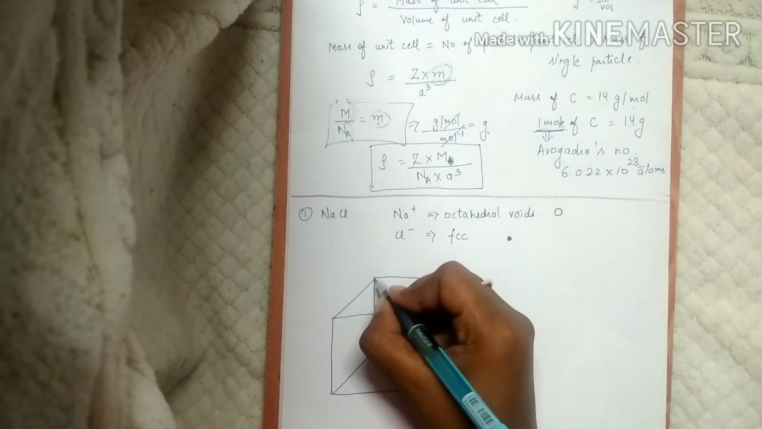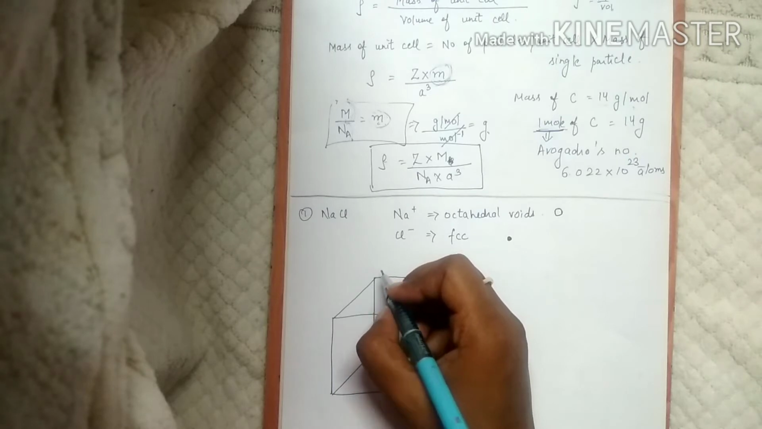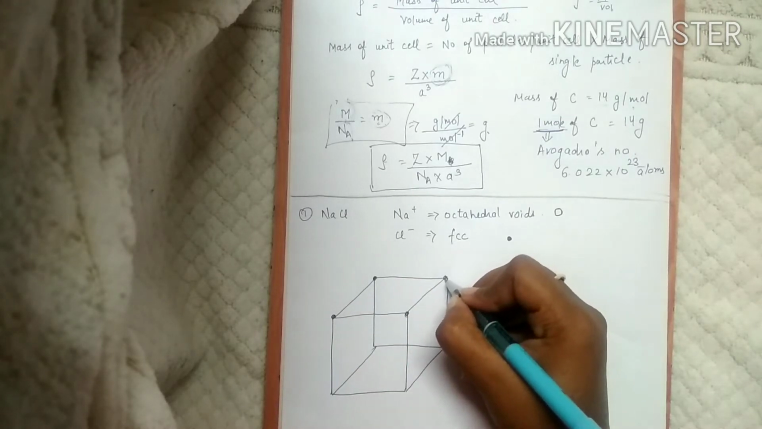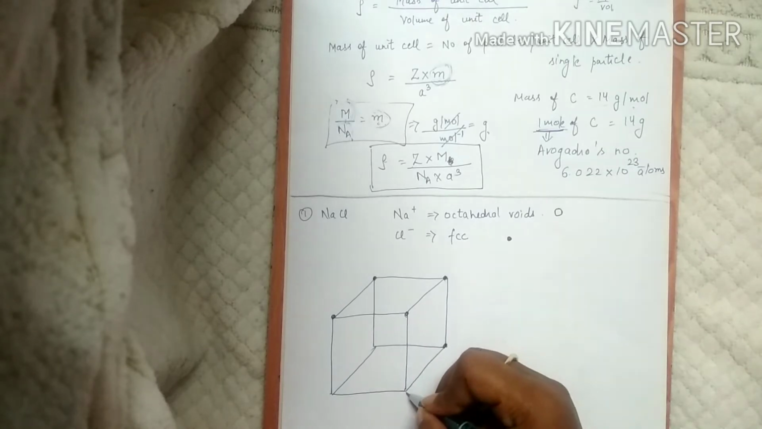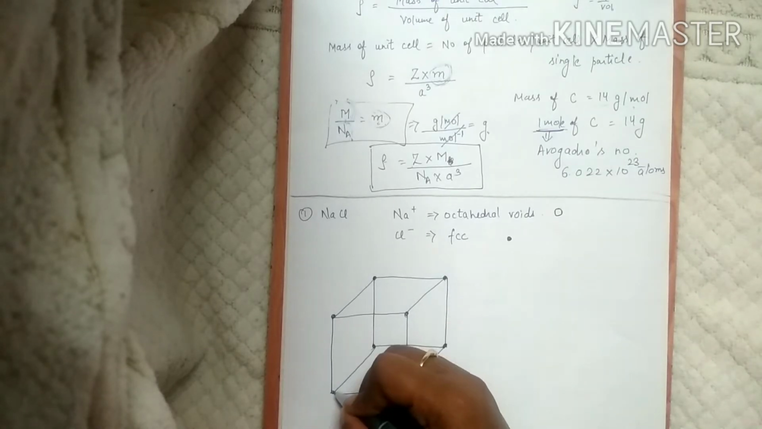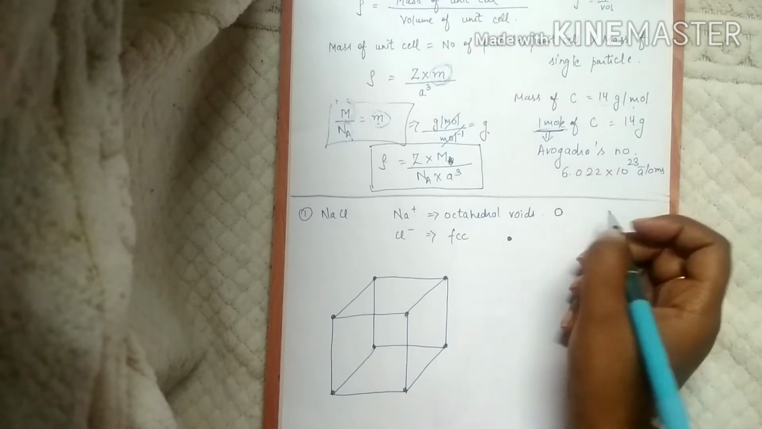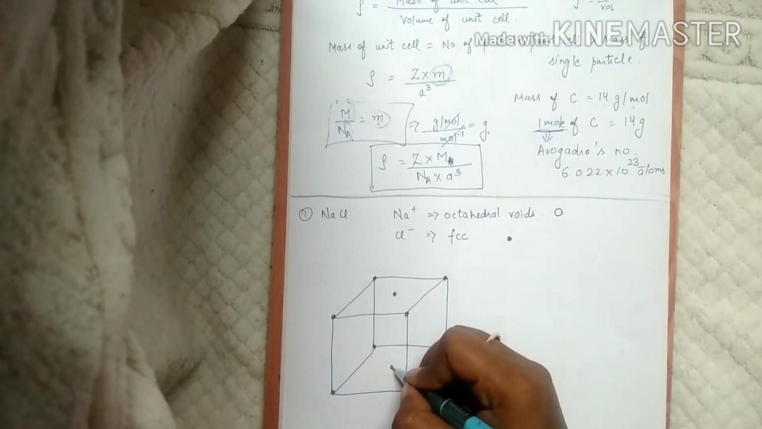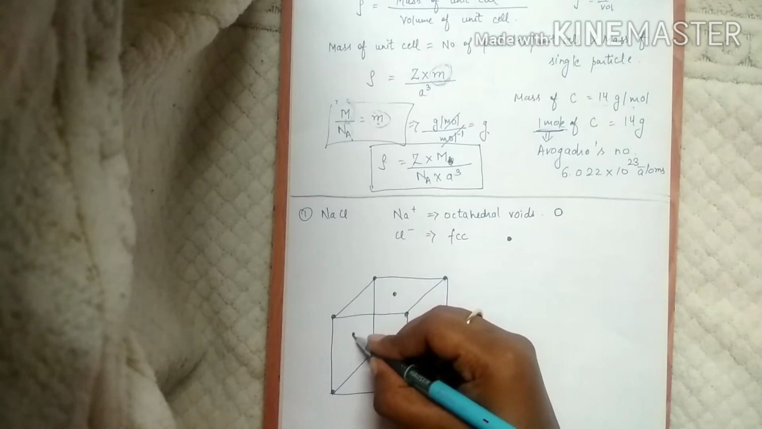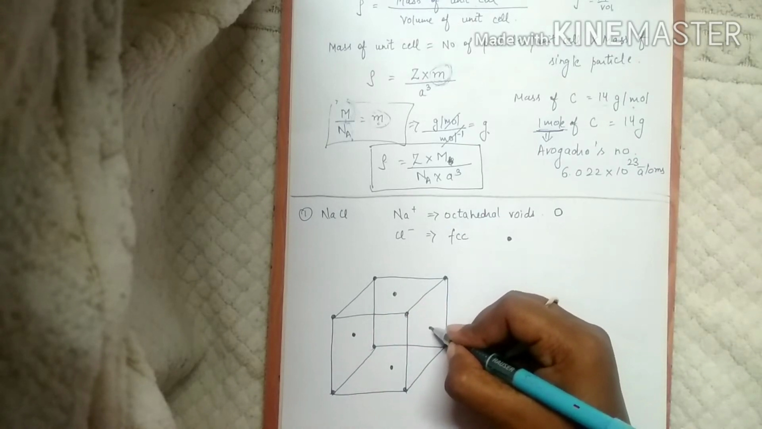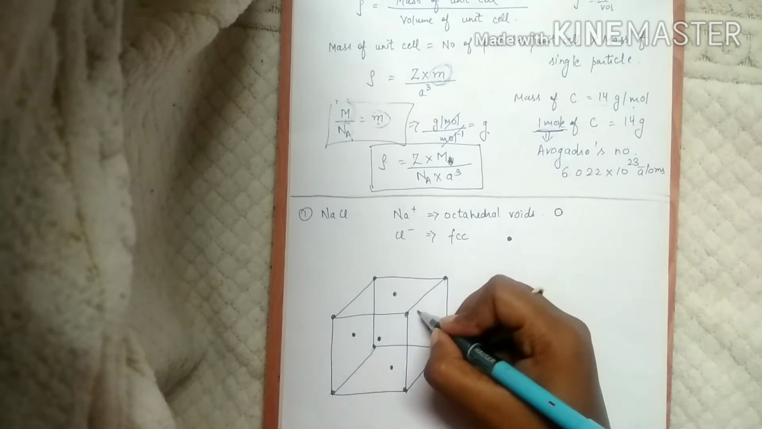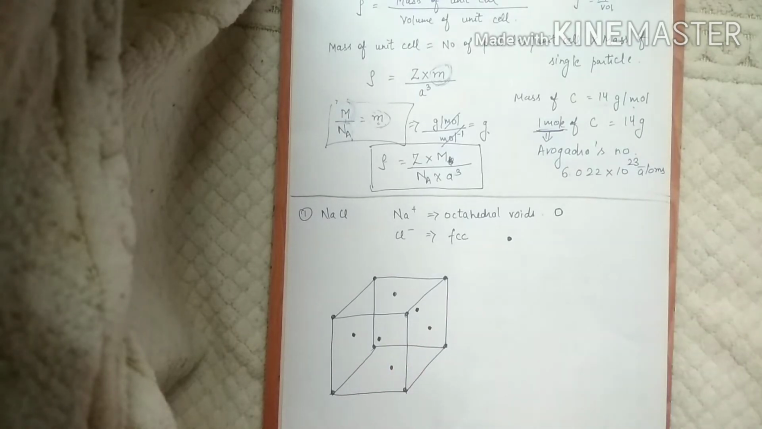Cl negative ions are occupying the FCC, so they will be present at the corners, as well as the face centers, upper face, lower face, left, right, front and back. This is your FCC.